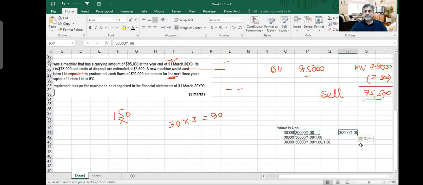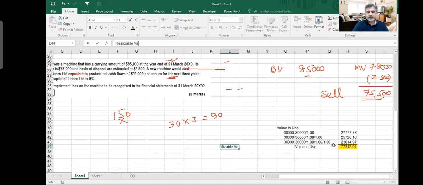So if I put it here and make a total, what do you get here? 77,319 or something. Excel is just bothering me. Yeah, 77,312. This is my value in use. And then I have my realizable value. Realizable value, I calculated above: 78,000 minus 2,500, which is 75,500.